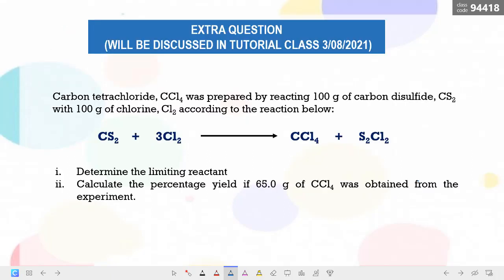Okay, so this is the extra question which will be discussed in tutorial tomorrow. Jadi saya nak you cuba dulu jawab macam mana, boleh refer nota. So esok kita discuss. Selepas kita bincang soalan concentration, balancing redox, saya akan gunakan contoh ini, soalan ini untuk saya ajar berkenaan percentage yield, theoretical yield and actual yield.